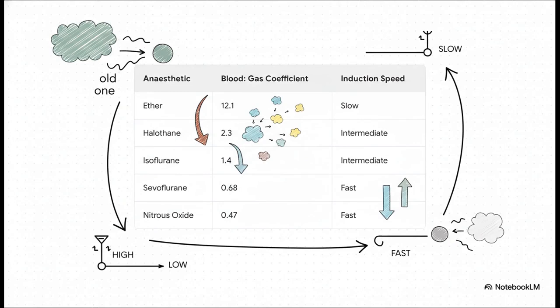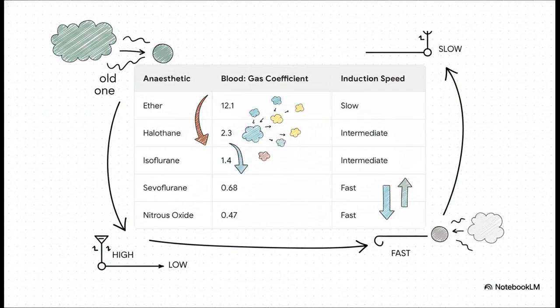This table is perfect for your Viva prep. Just look at the pattern. Ether, the old one, a huge blood-gas coefficient of 12.1, so induction is very slow. Now come down the list with me. Halothane, 2.3, intermediate. Sevoflurane, 0.68, fast. And look at nitrous oxide at the very bottom, a tiny 0.47. It's super fast. You see? It's a perfect inverse relationship. Higher the number, slower the drug. Lower the number, faster the drug.